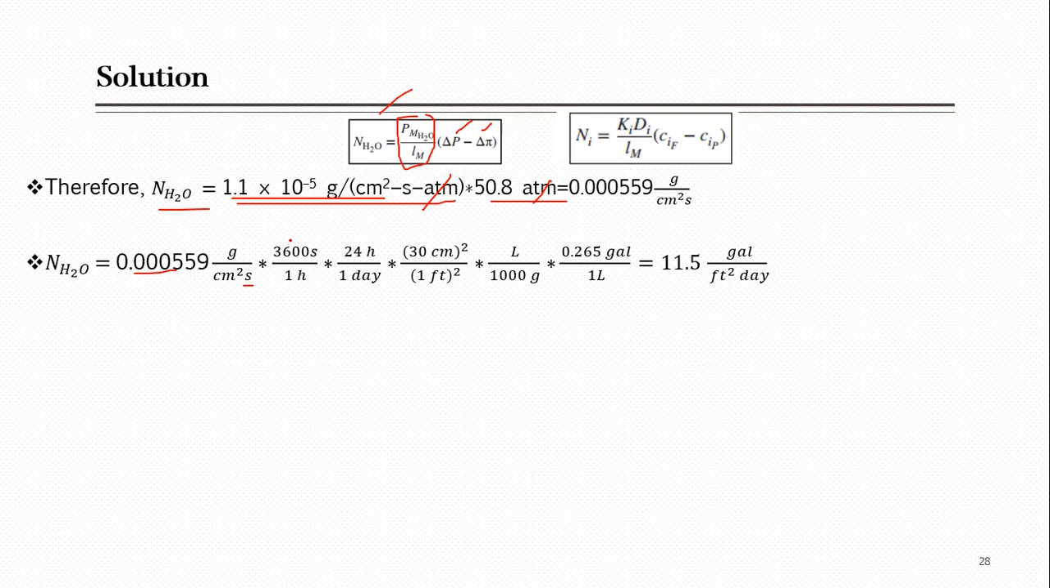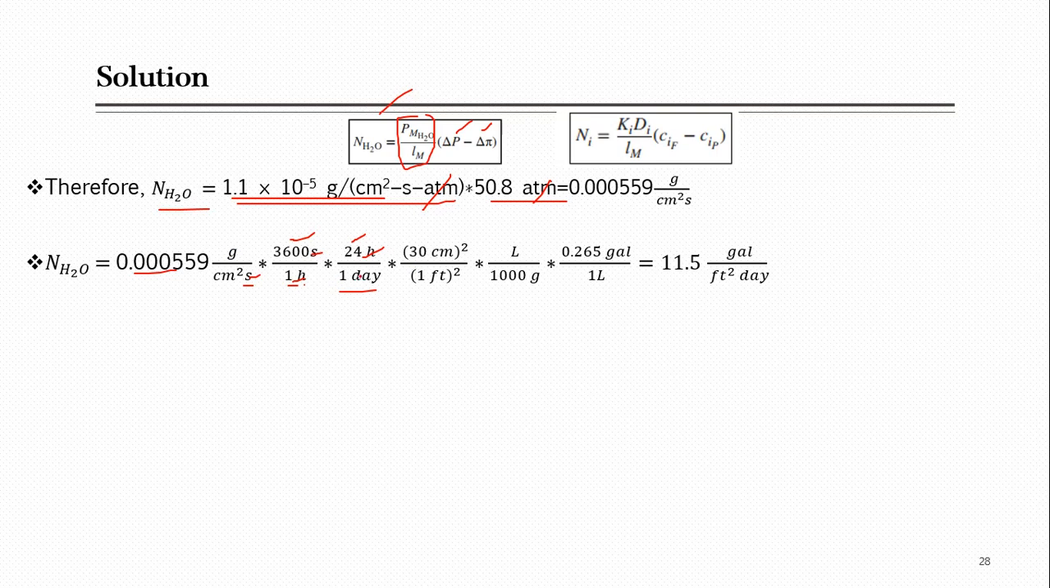So 3600 seconds is 1 hour, so you can use this 1 hour against 24 hours per day. Here the second will cancel with the second and the hour will cancel with the hour, and your units of time left over are day. Overall, up to here, the units are gram per centimeter square per day.